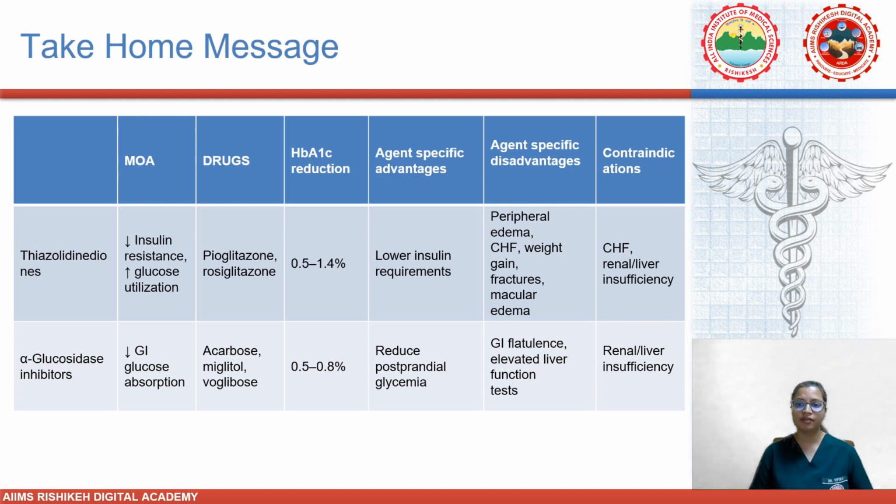Lastly, the alpha glucosidase inhibitors decrease the GI glucose absorption. The drugs of this class include acarbose, miglitol, and voglibose. They reduce the HbA1c by 0.5 to 0.8%. They mainly reduce the postprandial glycemia. The disadvantages of these drugs include GI flatulence, elevation of liver enzymes, and they should be avoided in patients with renal and liver insufficiency.